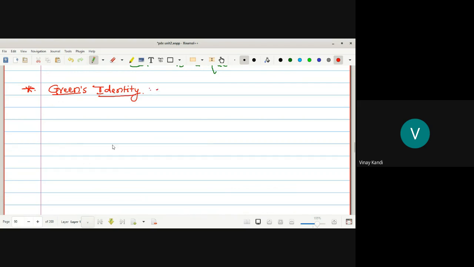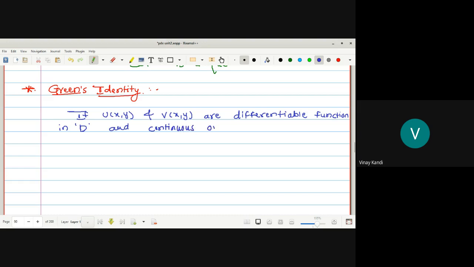If capital U of xy and capital V of xy are differentiable functions in the region D and continuous on the boundary B of that region D, then from the Green's theorem.